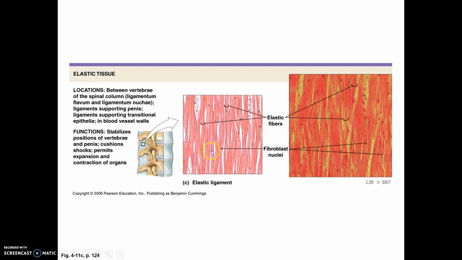So notice in this case what we're actually looking at are ligaments, and these are the tissues that connect bone to bone. And so even in the picture, we see the ligaments connecting different portions of the vertebrae to hold them in place.